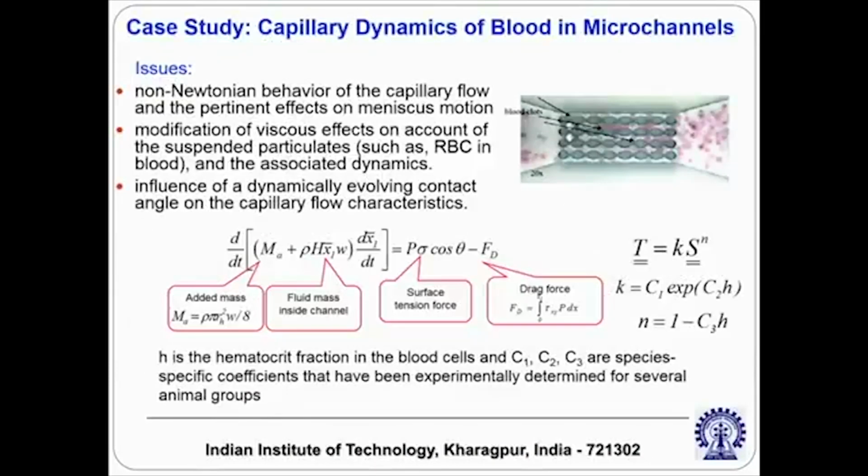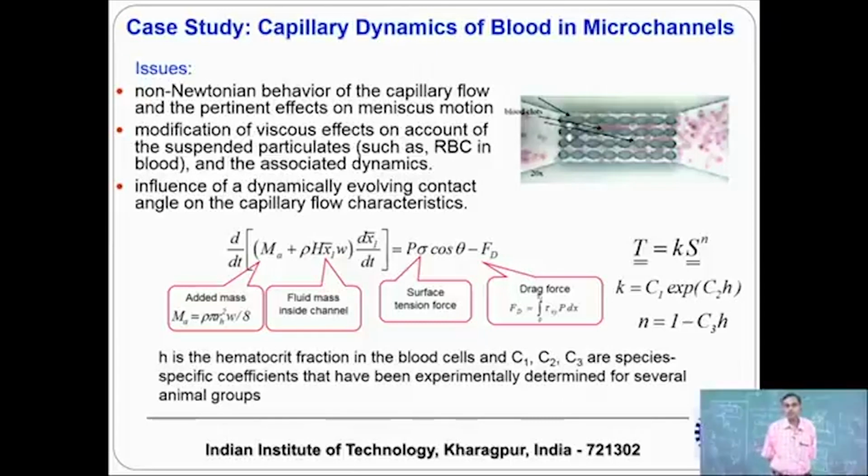With this understanding, I will try to give you a case study on capillary dynamics of blood flow through microfluidic channels. This is one of the very interesting case studies in biomicrofluidics. If you look into this equation, you have a surface tension force, you have a viscous drag force, and you also have an inertial effect.